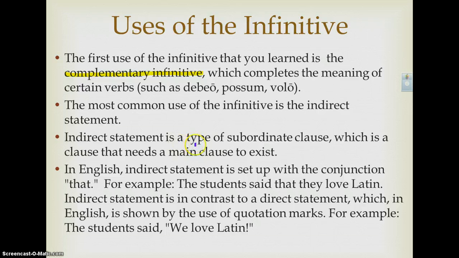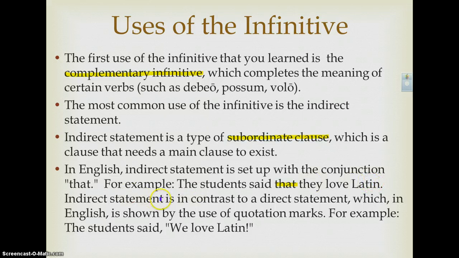An indirect statement is a type of subordinate clause, okay? Subordinate clauses are clauses that cannot exist on their own. They're not independent sentences. They have to be attached to a main clause in order to be a full sentence, not just a fragment. In English, the indirect statement is set up with the conjunction that, and it tells you when something is indirectly being reported. So, for example, the students said that they love Latin.